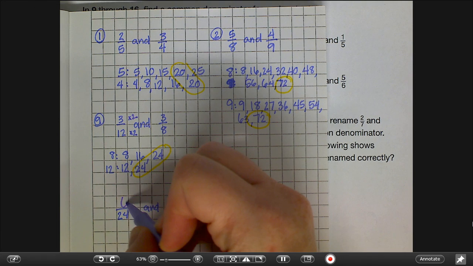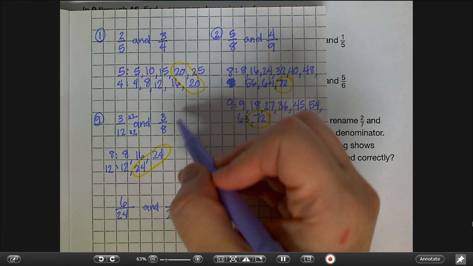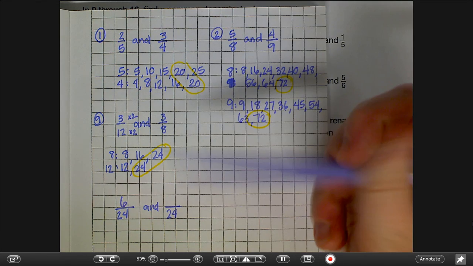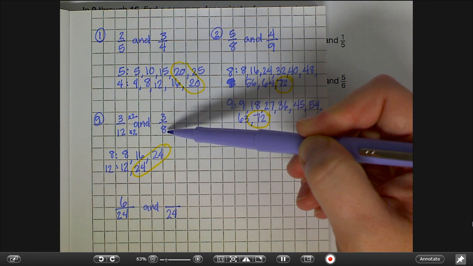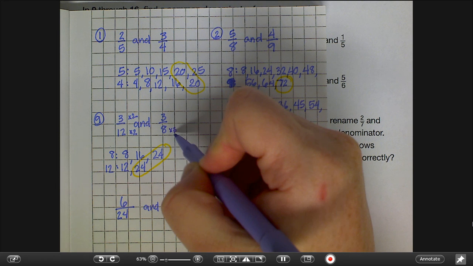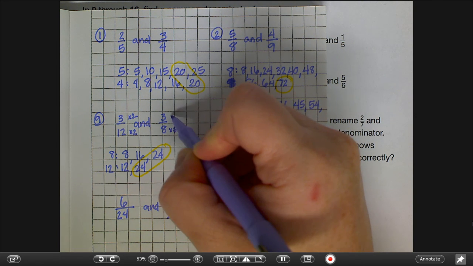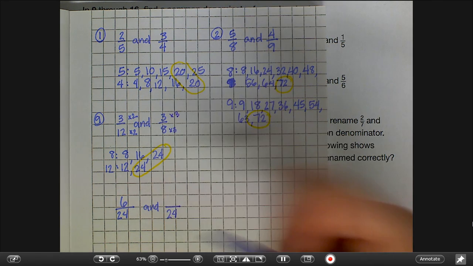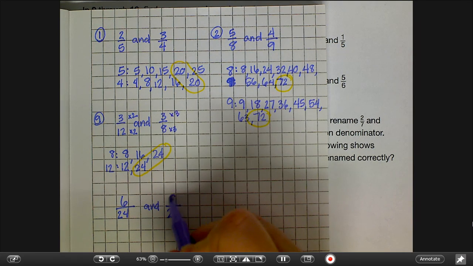3 times 2 is 6. Let's look at this fraction. How did I get this 24? 8 times 3 is 24. Whatever I did on the bottom, I have to do it on the top, times 3. 3 times 3 is 9.